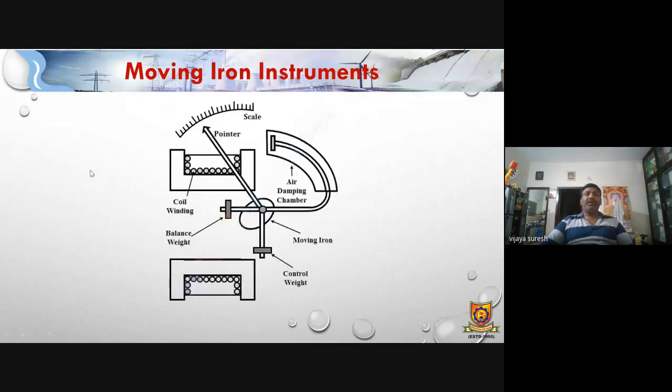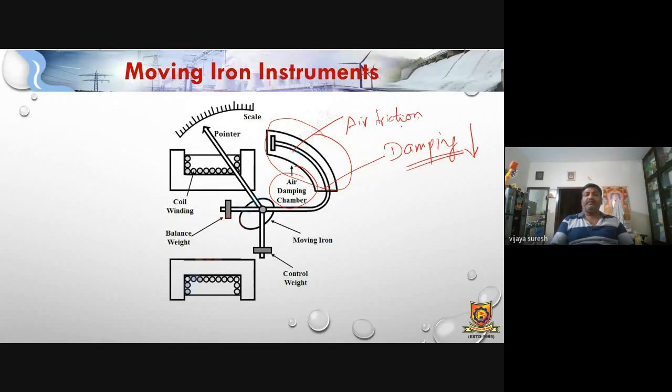Now observe this diagram. Here you can observe several things. This is the portion we use for air friction damping. Why do we go for air friction damping? Damping is about oscillations, so to reduce the oscillations we use air friction damping. Air friction damping is used in moving iron instruments, whereas in moving coil instruments we used eddy current damping.